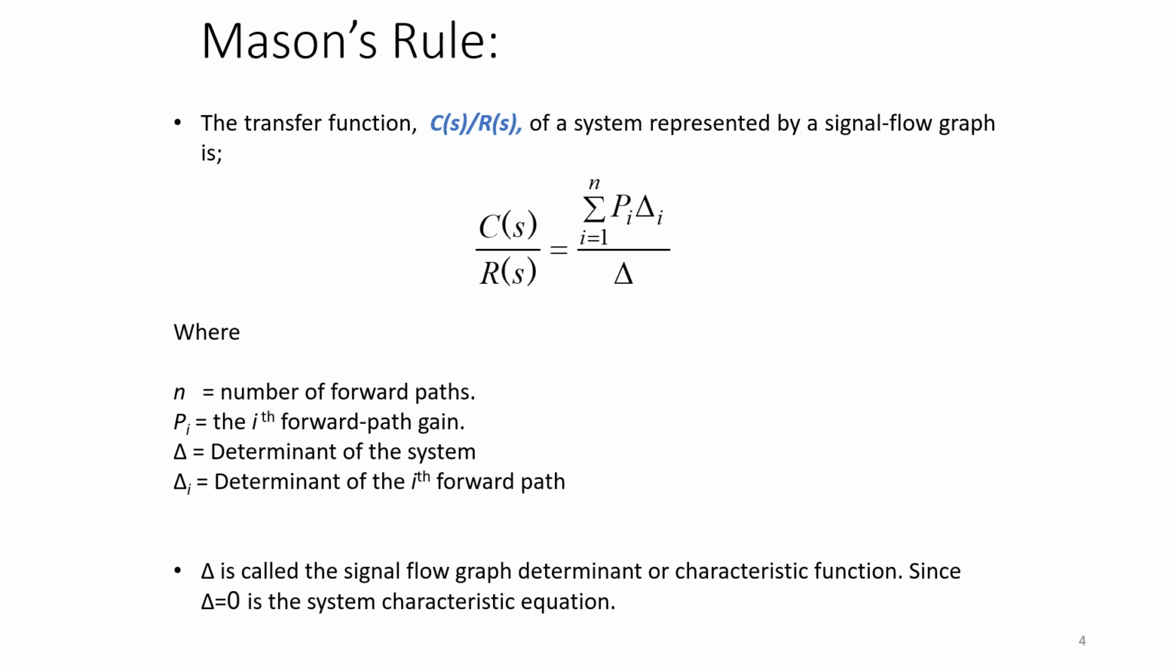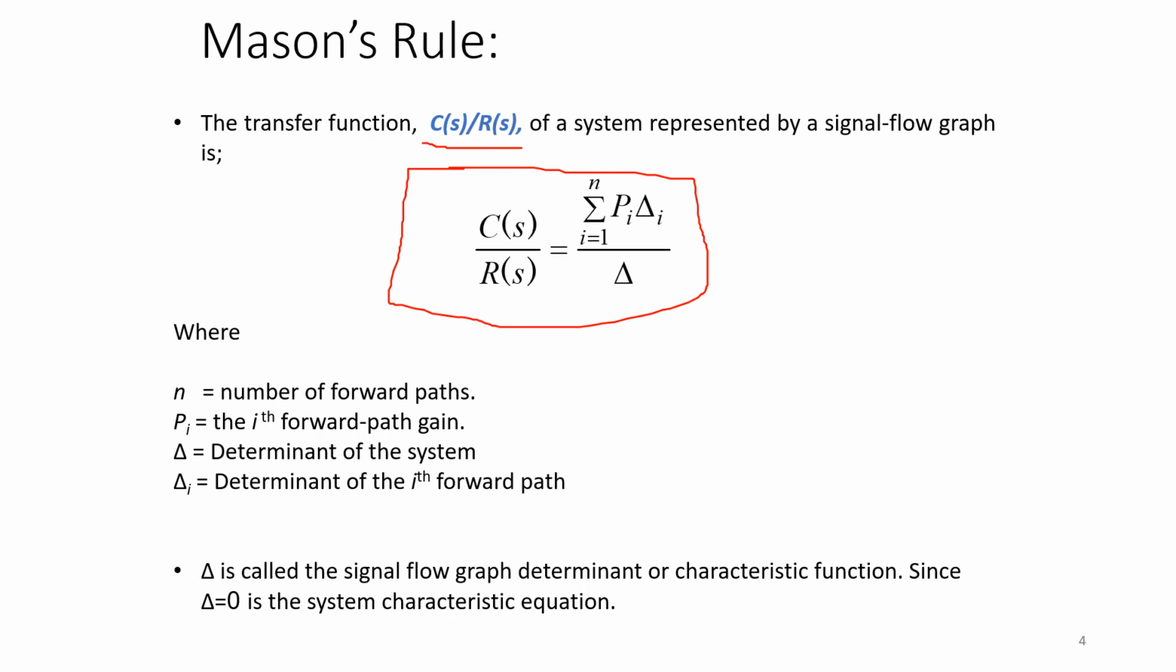The transfer function of a control system, as you know, is usually represented by C(s)/R(s), where C(s) is considered to be the output of the system and R(s) is considered to be the input to the system. So the ratio of the Laplace transform of output to input is nothing but the transfer function. This we have discussed in the beginning. In the signal flow graph representation, the transfer function C(s)/R(s) is given by Mason's gain formula, which is used to find the transfer function from the signal flow graph.